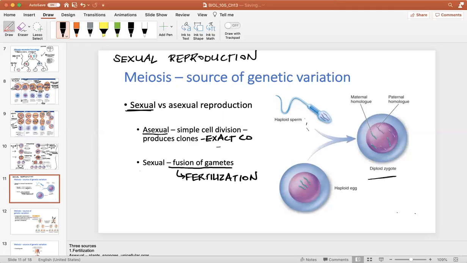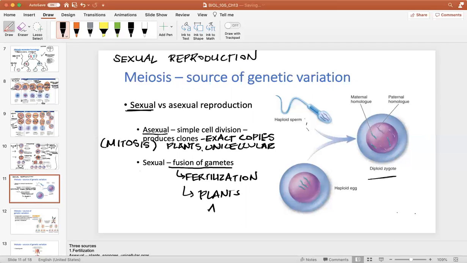Have we learned any cellular processes that produce exact copies? Well, of course we have. Asexual reproduction occurs via mitosis, okay? And you find this in plants. You find this in some unicellular organisms like yeast, okay? Whereas sexual reproduction you find also in some plants, a lot of plants actually, and you find it in animals, okay?